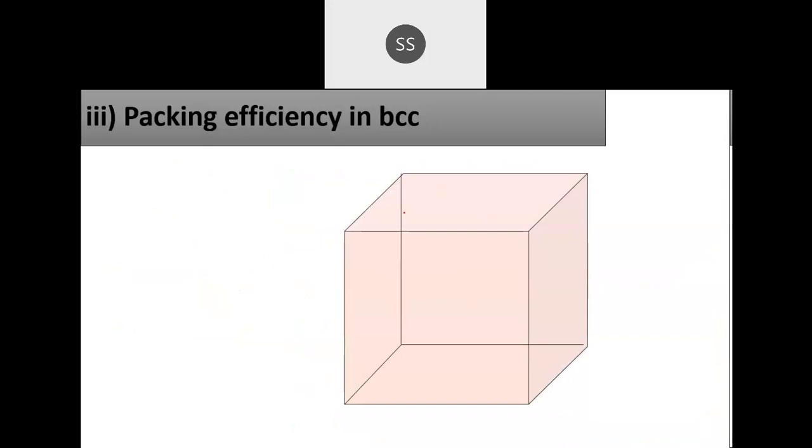Give the heading packing efficiency in BCC. Draw this unit cell at this side. Neatly draw the unit cell. See how you are going to draw, and be very careful. One atom over here.